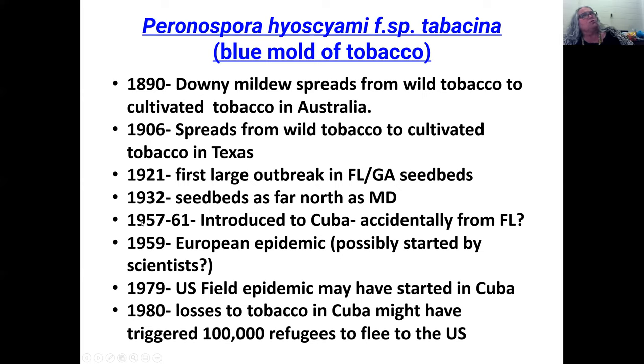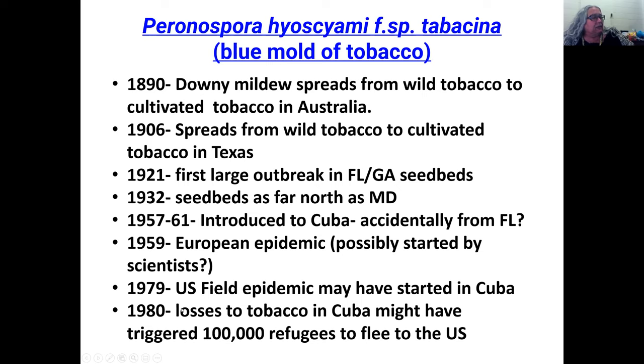Then in 1957, it was introduced to Cuba, probably by the wind coming from Florida. However, the Cubans have always said that the CIA brought it to Cuba and released it to destroy the cigar industry, and they believe that. In 1959, there was a gigantic epidemic in Europe that was probably caused when scientists in the Netherlands were trying to study this pathogen and it got loose. In 1979, there was an epidemic, not in seedbeds in the United States, but in fields, and it probably started from Cuba. So if the CIA did introduce it to Cuba, it backfired big time.